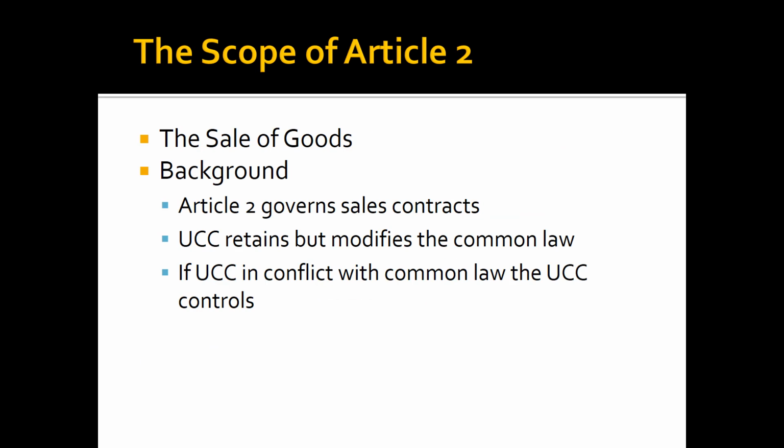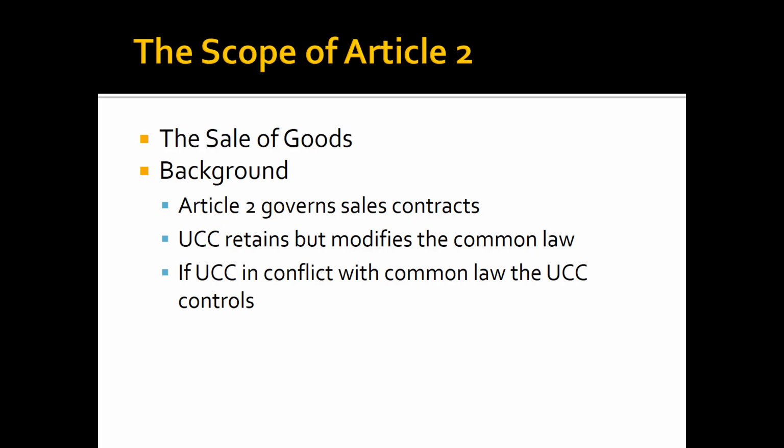So we're going to focus primarily on Article 2, and that is the sale of goods. And it will govern any contract for the sale of those goods. And remember, contracts can be oral, they can be written. The general rule is the UCC will retain the common law rules, many of which you just learned. But sometimes there is a conflict between what the UCC says the rule should be and what the common law or traditional rules of contract are stated to be.